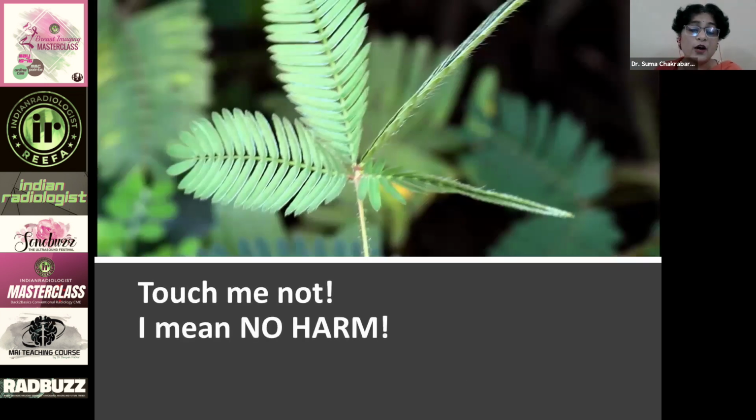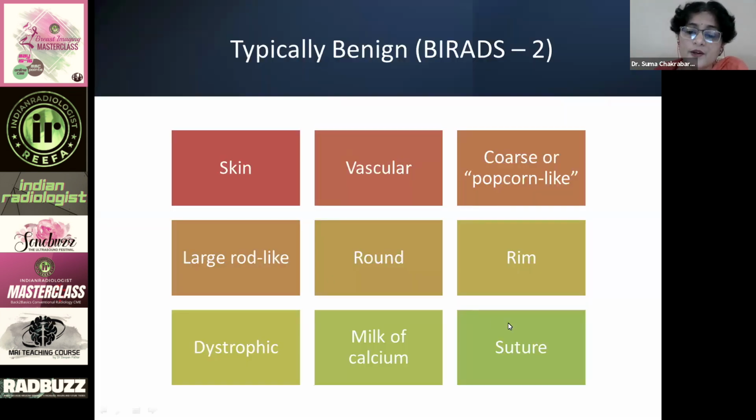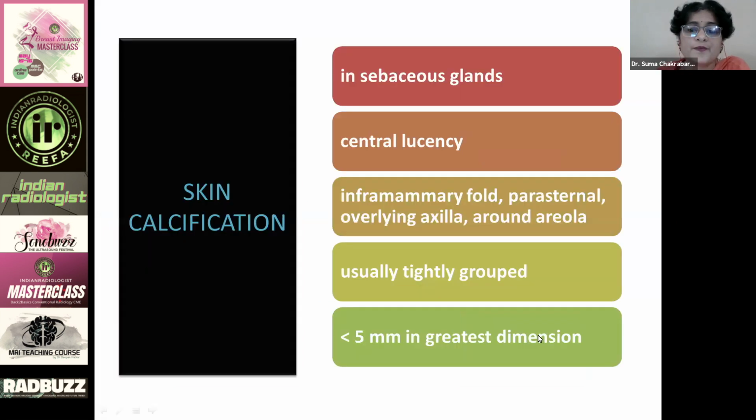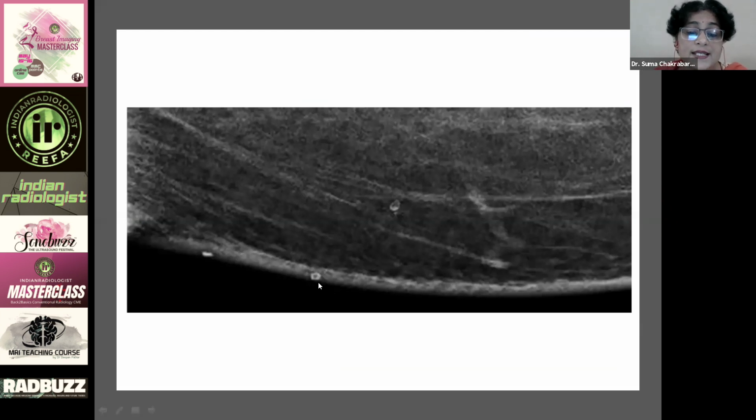So now we go on to the very typically benign lesions, which are really the touch-me-not lesions, because they really don't mean any harm. There are a few of them. We'll go one after the other. So skin calcifications typically occur in the sebaceous glands. They tend to be like this, with a little lucency in the center, either in the MLO or the CC, or if you've done the lateral for any reason, try and see if some of them at least are right on the skin. And you can be home and dry, for certain that these are skin calcifications. And skin calcifications are always benign.